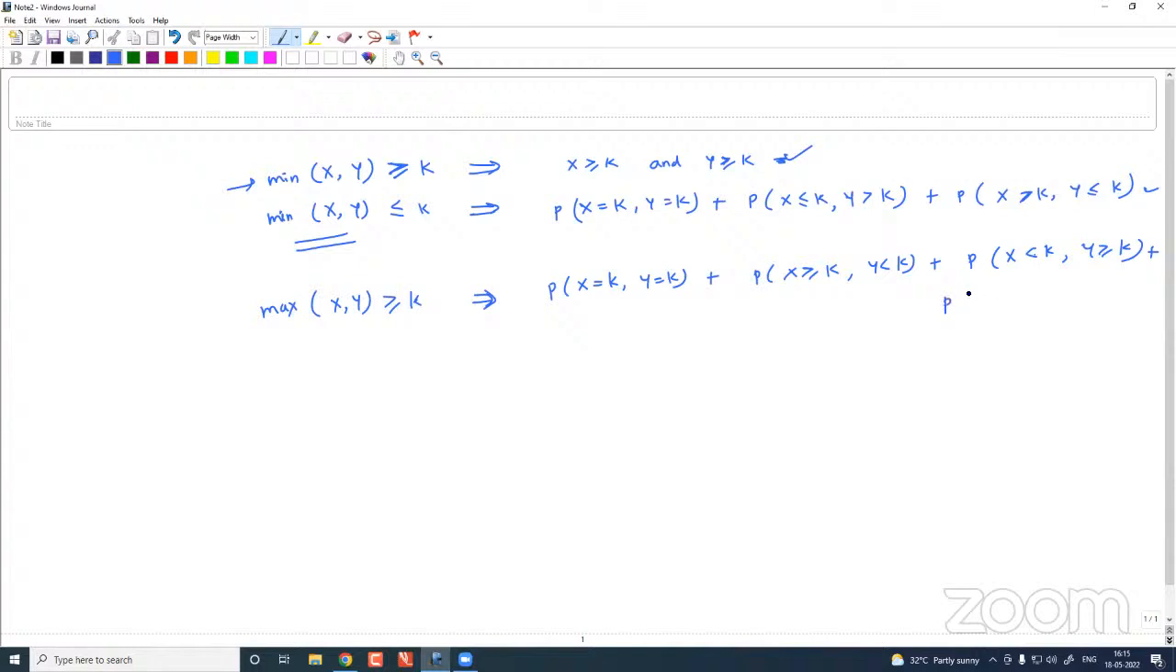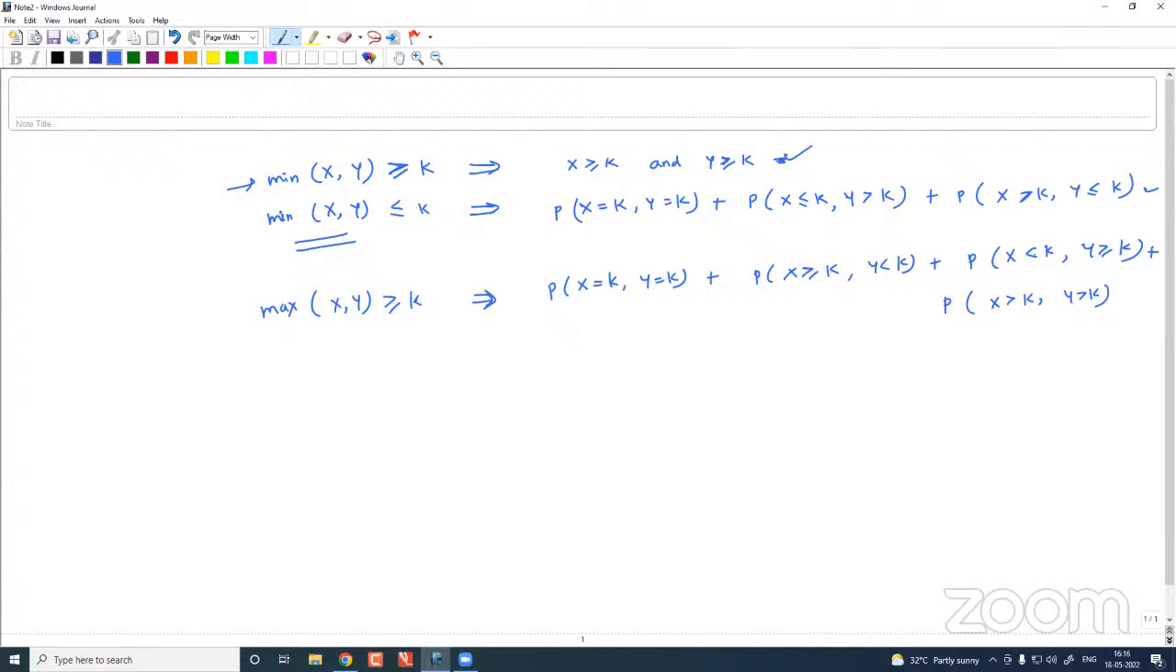One more condition: x is greater than k. So this condition will also be satisfied, because whatever the maximum between x and y is. For the minimum, both can also be less than k, right? We should add one more condition there also, for the minimum between x and y and k.